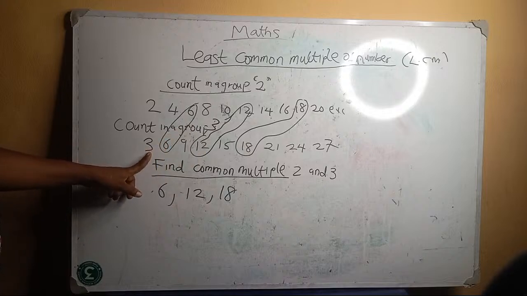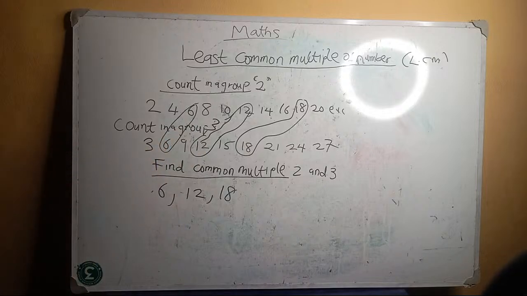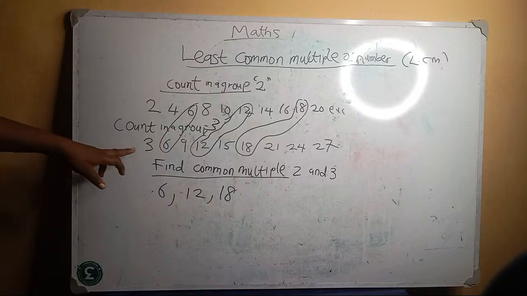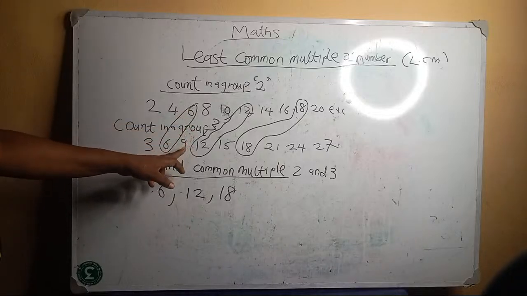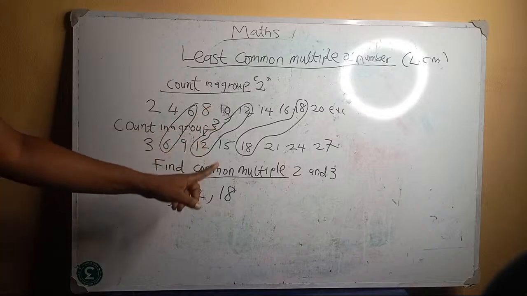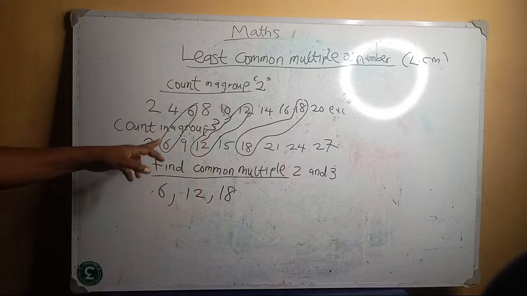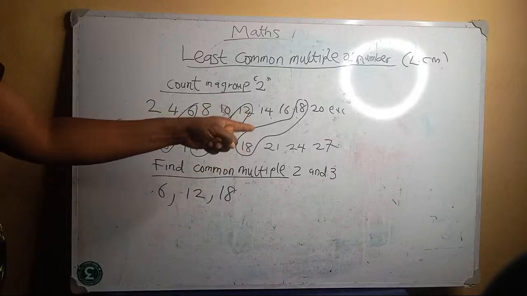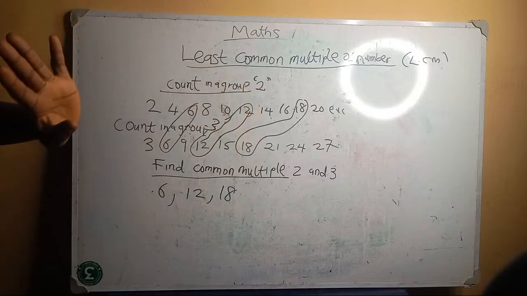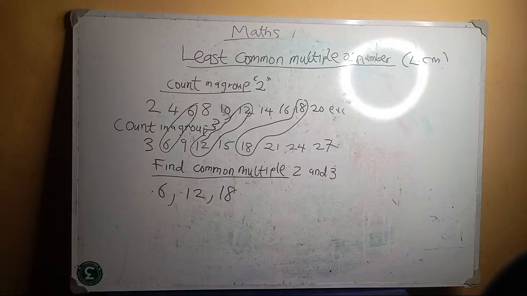Because 3 can divide what? 3. When you people are in a group of 3 and I ask you to come and share something that is 3, how many will each one get? You get 1. That's why 3 can divide 3. And 3 can divide 6, and 3 can divide 9. So the count of 3: 3, 6, 9, 12, 15, 18, 21, 24, 27, and so on and so forth.